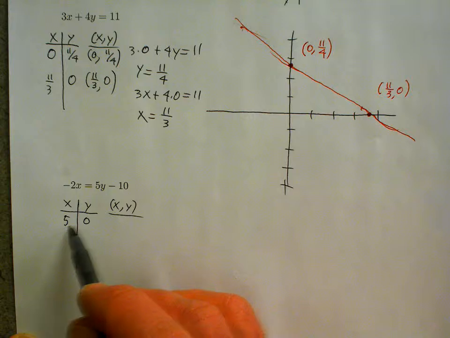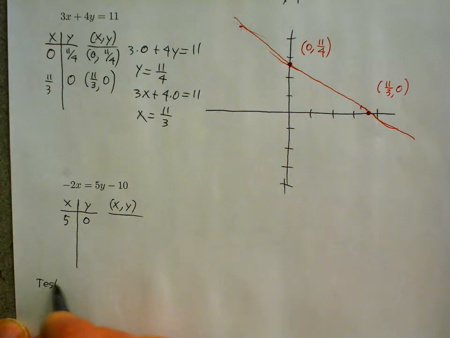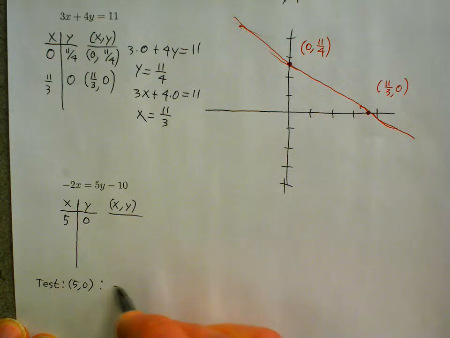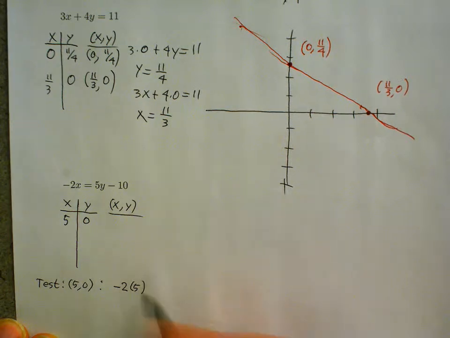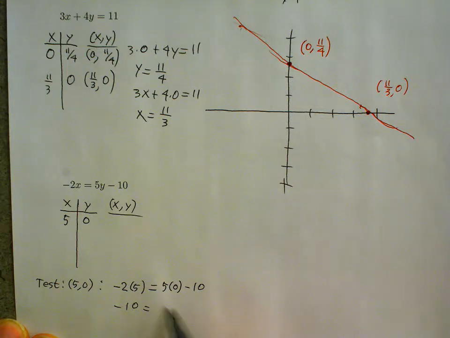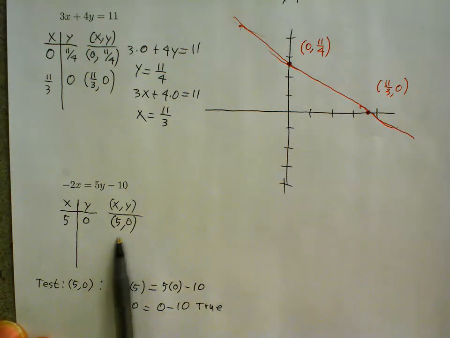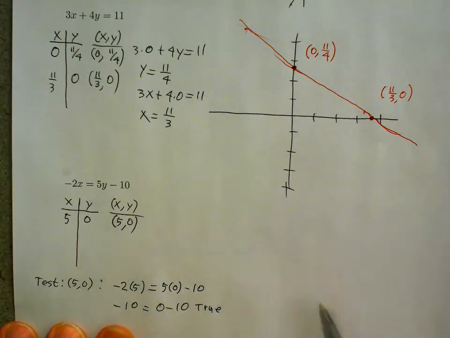So we can test that. So down here we'll test the ordered pair (5, 0). So negative 2 times 5 equals 5 times 0 minus 10, or negative 10 equals 0 minus 10. That's true. Okay, so one ordered pair is (5, 0). So what's the name for that point? The x-intercept. Yeah, we found the x-intercept.